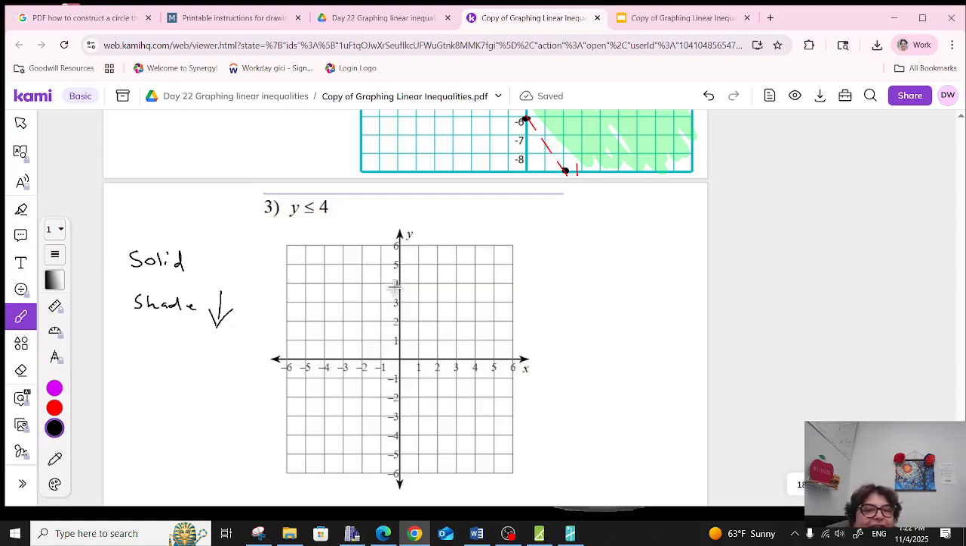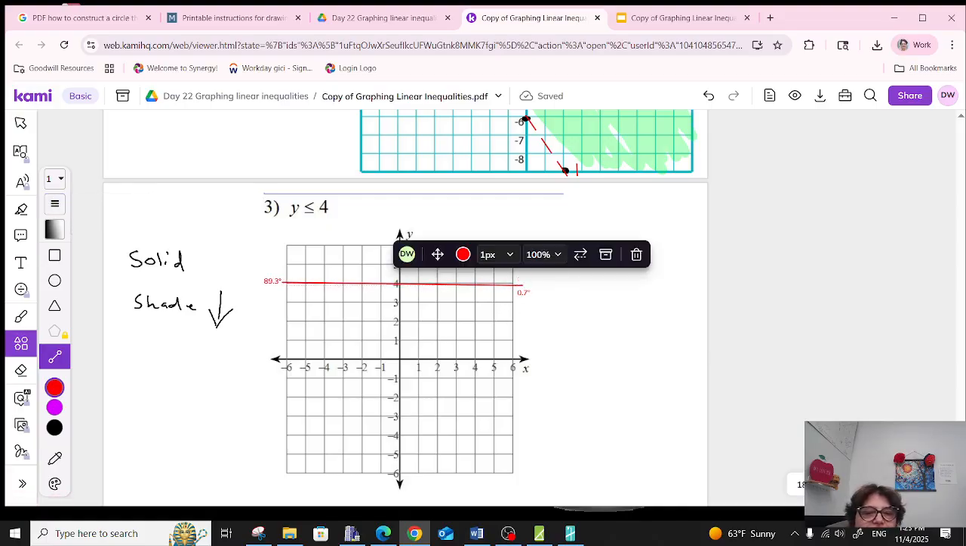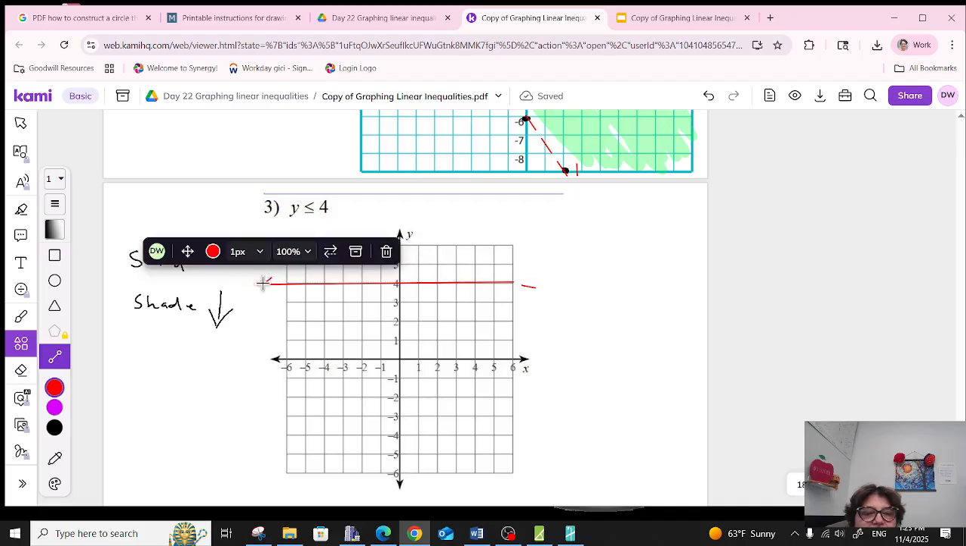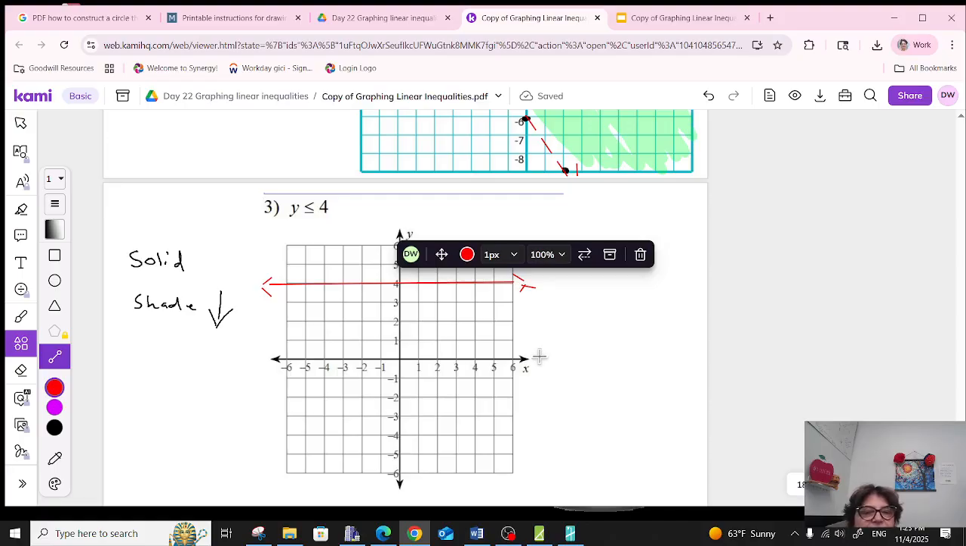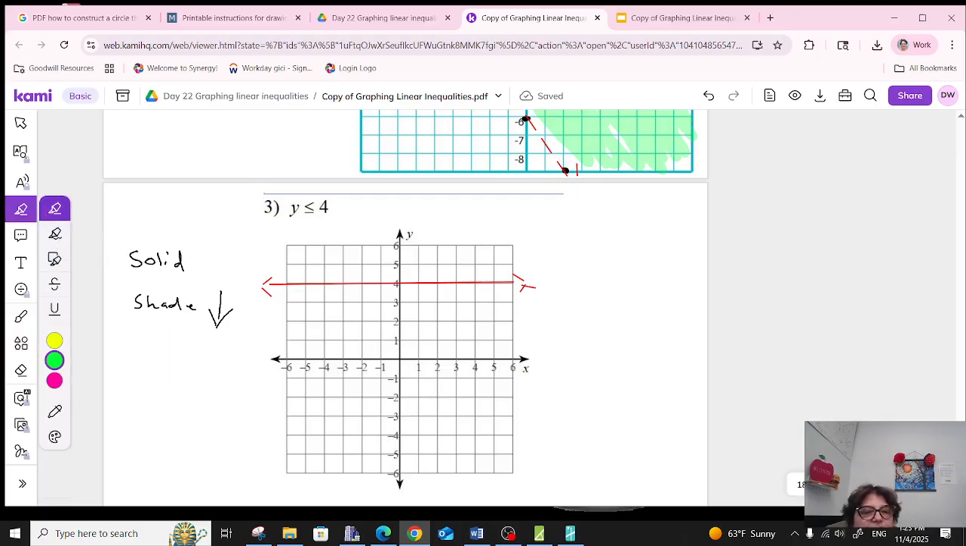Okay, so solid line, and I'm going to go this way. Oh, I forgot I changed the line. That is pretty cool. It does that. Okay, so I'm going to go this way, right? Well, I want it to be right on the line. Are we good with that? Now I'm shading down. So I'm going to take my pencil and I'm going downward.